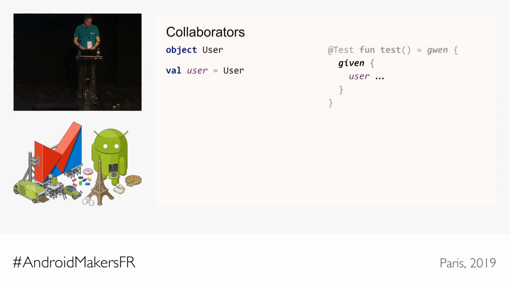Next, we have collaborators. The collaborators are things which interact with the system, or they are a part of it. The user interacts with the app UI. Currently, it has no functions or anything. It just sits there. And we create the property which will be used for later.